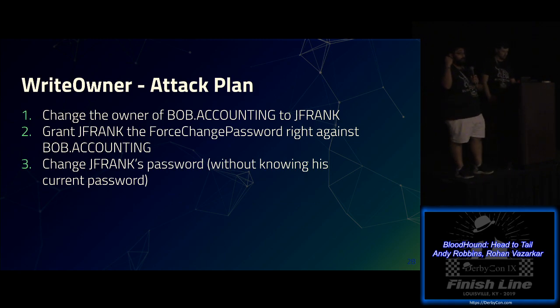We have the ability to write owner on the bob.accounting user. So our attack path that we're going to execute here is first we're going to use our write owner privilege to change the owner of bob.accounting to Jason Frank. And then from there, we are going to grant Jason Frank, the user we already control, the ability to completely change bob.accounting's password without knowing their current one.